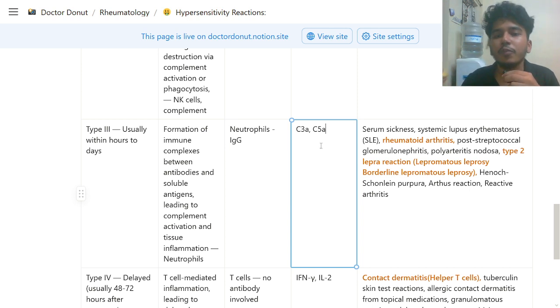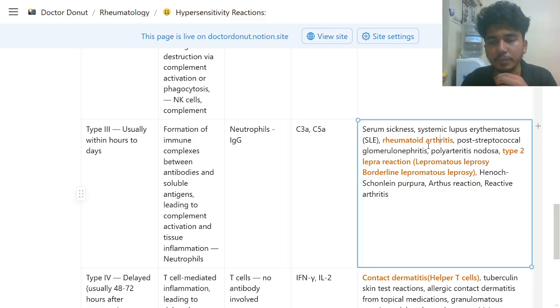So where is it seen? It's seen in serum sickness, SLE (systemic lupus erythematosus), rheumatoid arthritis, post-streptococcal glomerulonephritis, and polyarteritis nodosa.